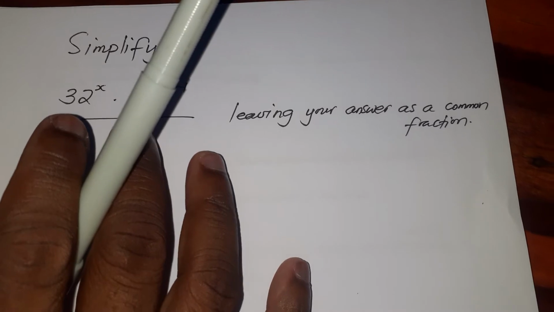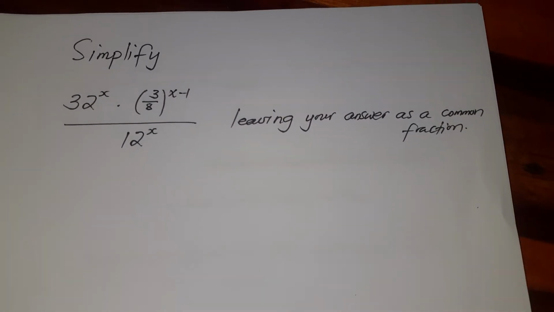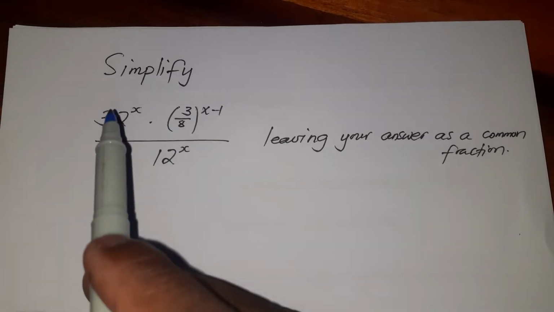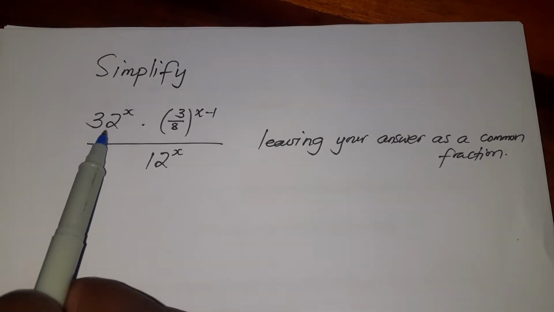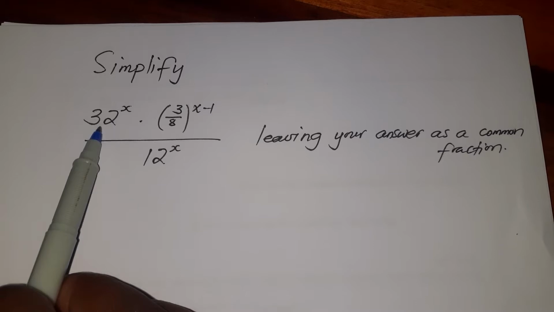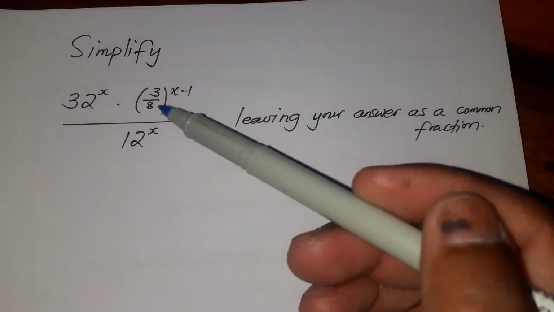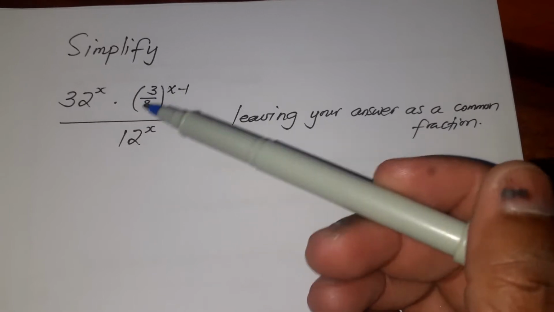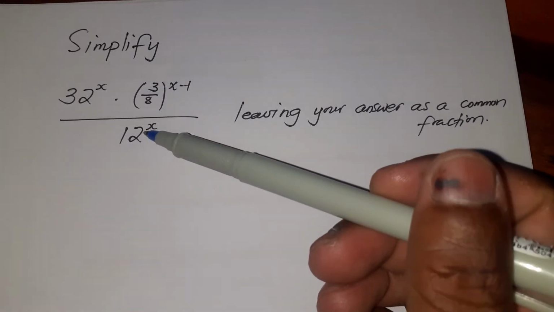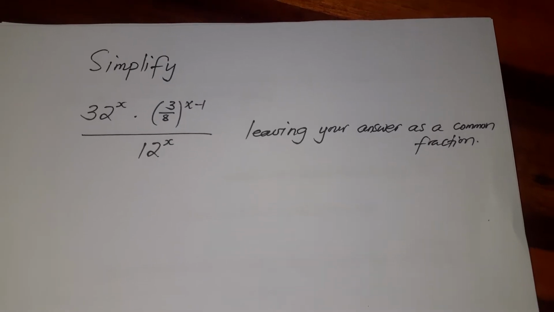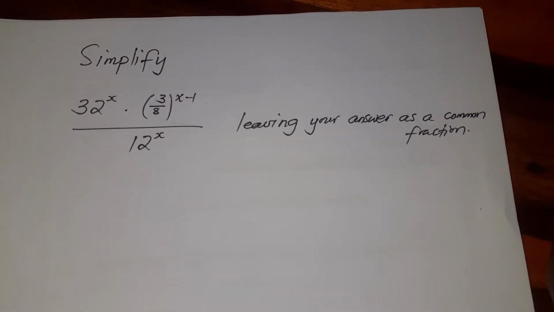Now, what we need to do, since we are working with exponents, we have to write 32 as a product of its prime factors. The same with 8 and also 12. I can show you how to do that with a calculator.